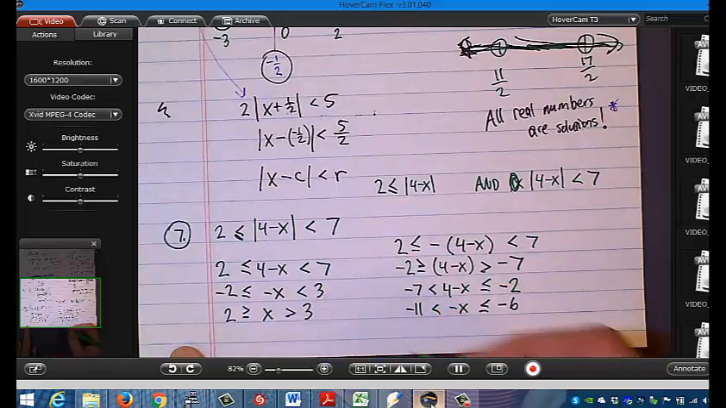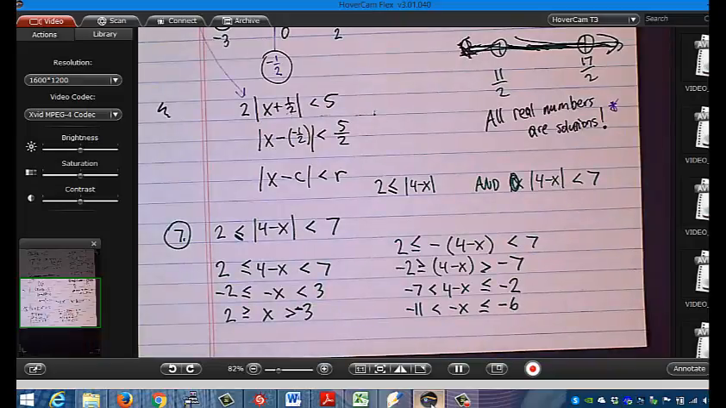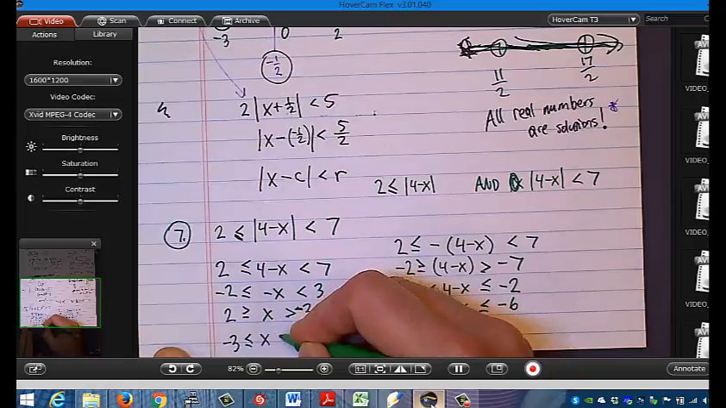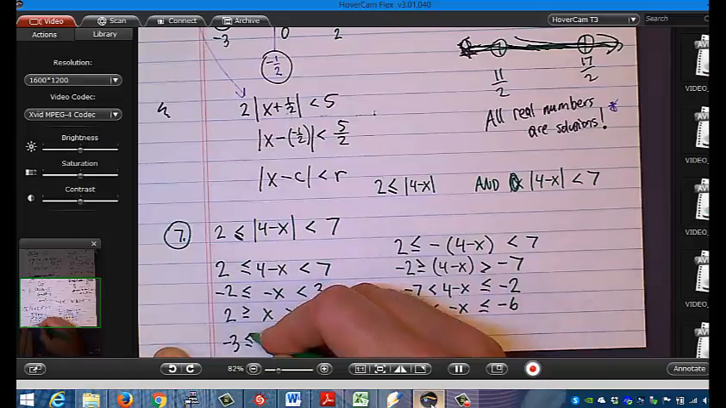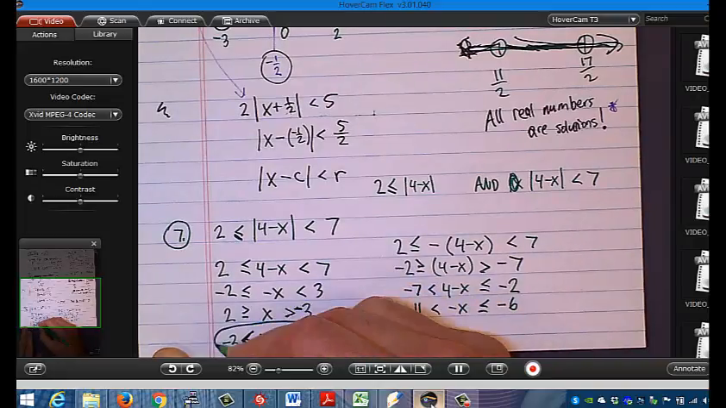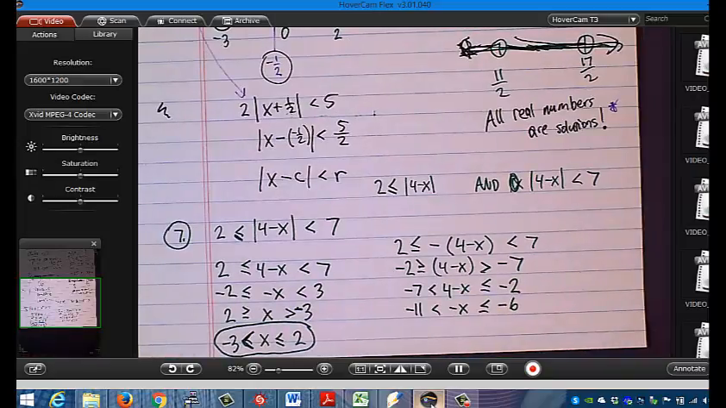Wait a minute, negative 3, negative 3. The way people would probably write that is that x is greater than negative 3 and less than or equal to 2. There's a piece of the solution. Okay?